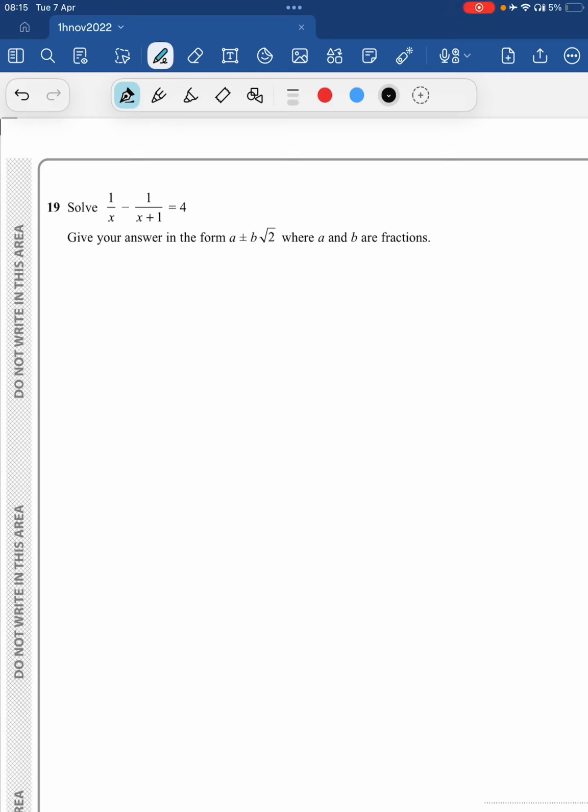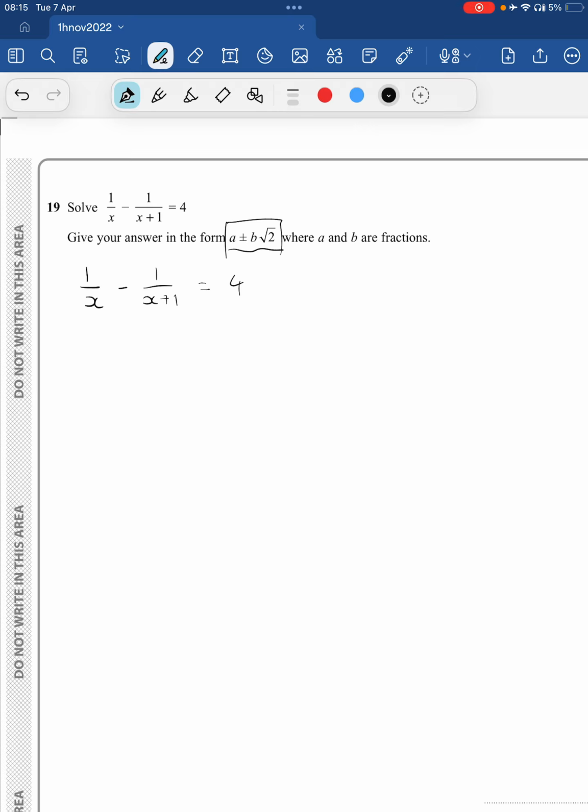For question 19, I've got some algebraic fractions and I'm going to have to solve eventually to get a third. What I'm thinking when I see this is I'm probably going to have to use the quadratic formula to get to this point. So I'm going to start by thinking I've got fractions and they're subtracting. The first thing I'm going to do with any subtraction of fractions is find a common denominator.